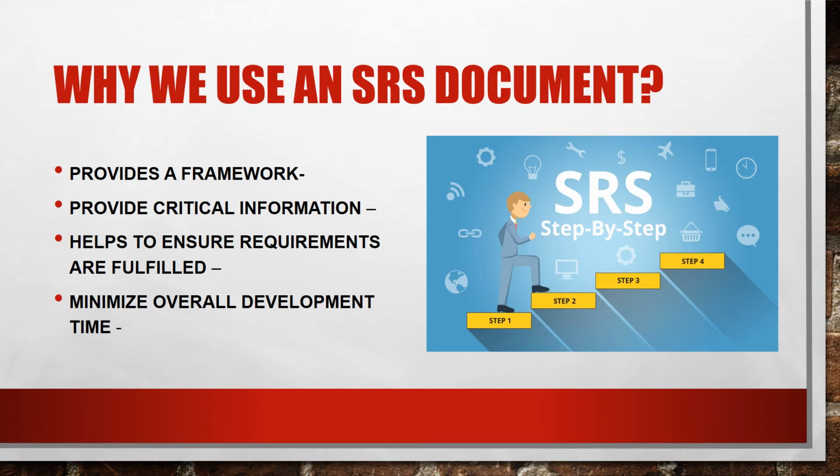Then the second one is it provides critical information. That means it is providing information regarding all the things, regarding the performance, regarding the functionality, to multiple teams. You can say the development team, the quality assurance team, or the maintenance teams. So this keeps everyone up to date, and they are getting all the information on the basis of this document only.